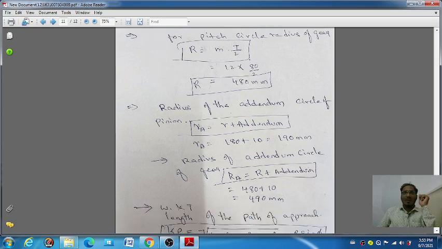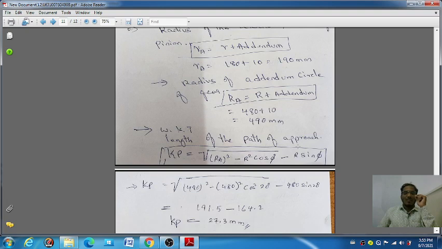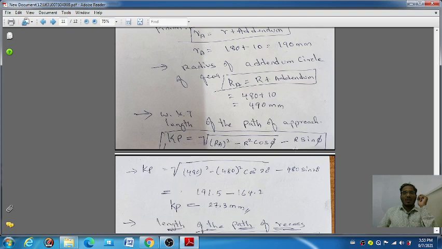Like that, we have to find the radius of the addendum circle of the gear also. Capital RA is equal to R plus addendum. Then we will get the value 490 mm. Then we know that the length of the path of approach is, the formula is KP is equal to under root of RA square minus R square cos square phi minus r sin phi. Okay, this is your formula.